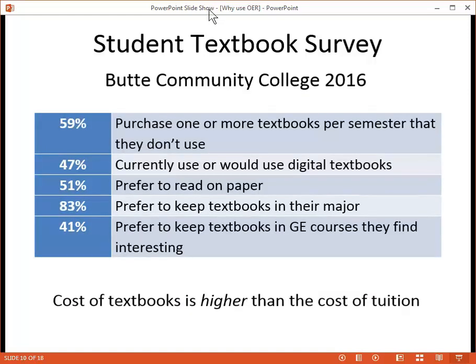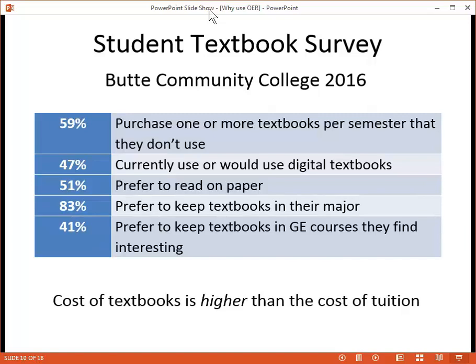A few other questions we asked students. 59% said that they purchase books in a semester that they don't use, which is interesting. And the next two questions we're looking at, are digital textbooks a good enough option? So the way that OER works is the digital book is available for free, and then you can also download and create a print copy that you can sell for the cost of printing, so fairly low cost. And the question was, do we need to offer both of those? And based on this information, I think we should.